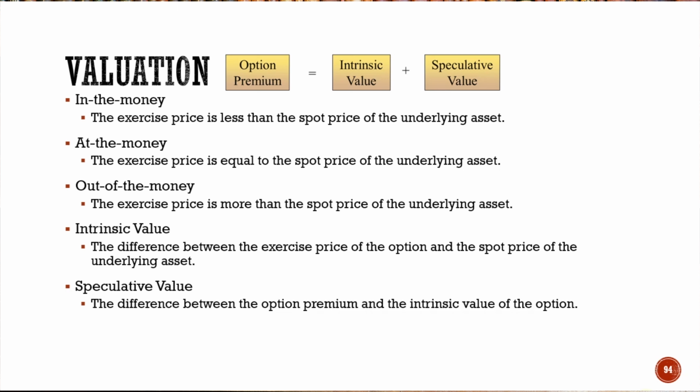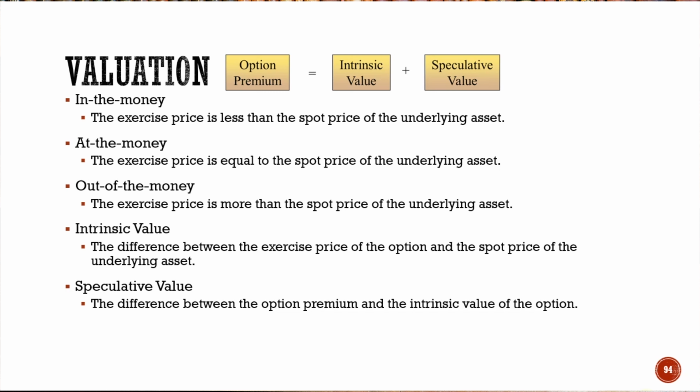In the money means that the exercise price is less than the spot price of the underlying asset. At the money, the exercise price is equal to the spot price of the underlying asset, just like in the options that we discussed in the beginning of this video. Out of the money is where the exercise price is more than the spot price of the underlying assets. And once it has created intrinsic value, that means the difference between the exercise price of the option and the spot price of the underlying assets has created value for you.